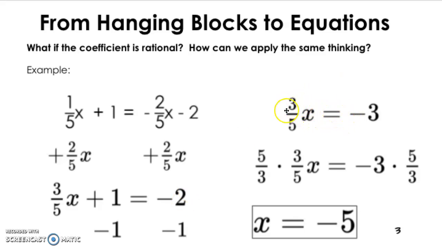And finally, I need to undo multiplying by 3/5. So the inverse of 3/5 is 5/3. So I'll undo that. And maybe you've heard keep, change, flip before. So we want to keep the multiplication, or keep the first 3/5, change divide to multiply, and flip my operation, so that when I'm multiplying by this inverse, it just becomes x on the left, and negative 3 times 5 over 3 is negative 5 on the right.